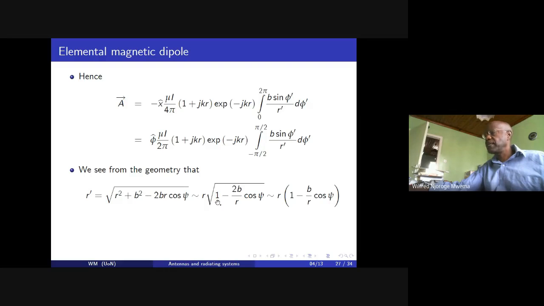And therefore, all we are left with is r into the square root of 1 minus twice b over r cosine of ψ. This can be expanded in a binomial series, and we get r into 1 minus b by r cosine of ψ. And thus, if we take the reciprocal, because we are interested in the reciprocal in our integral, that is going to be given by 1 over r into 1 plus b by r cosine of ψ. Again, we have used binomial expansion of the reciprocal of 1 minus b by r cosine of ψ.